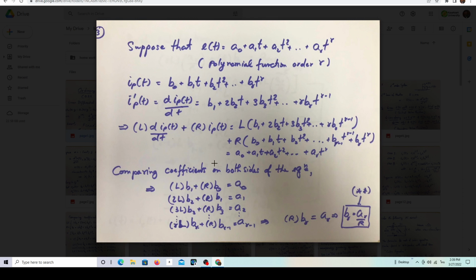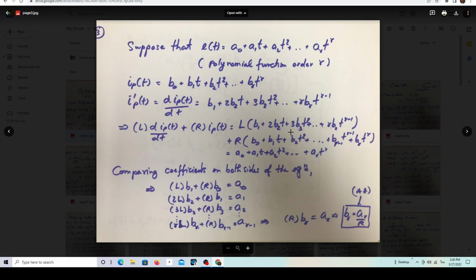The second coefficient comparison is to look at the term t here. The right hand side is A sub 1 times t. But on the left hand side, the term that multiplies t is what? 2 times L times B sub 2. This second term is R times B sub 1. So 2 times L times B sub 2 plus R times B sub 1 equals A sub 1.